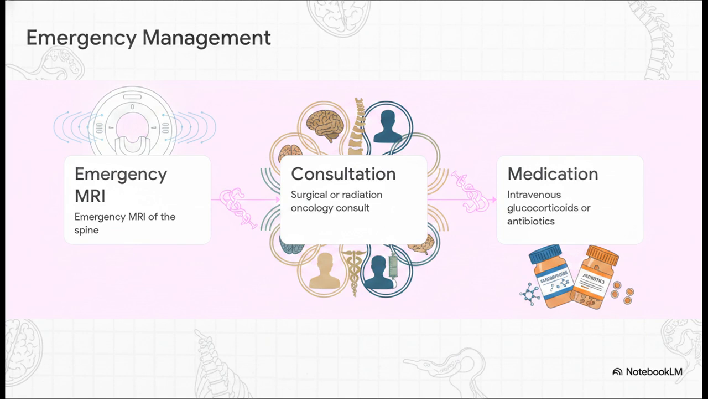Now, if you suspect malignancy, you've got to give intravenous glucocorticoids immediately, often before you even get the MRI, to bring down the edema and save their function. But if you suspect an infection instead, skip the steroids and go straight to broad-spectrum antibiotics.